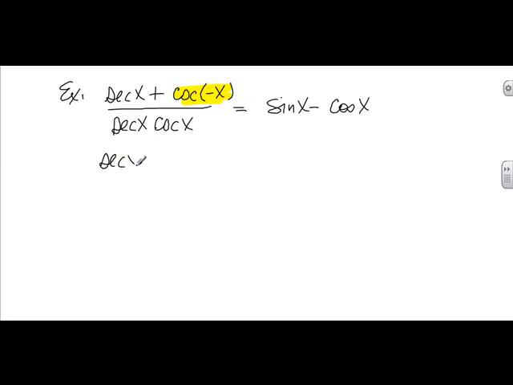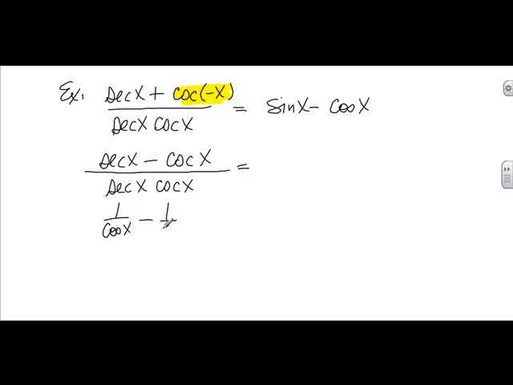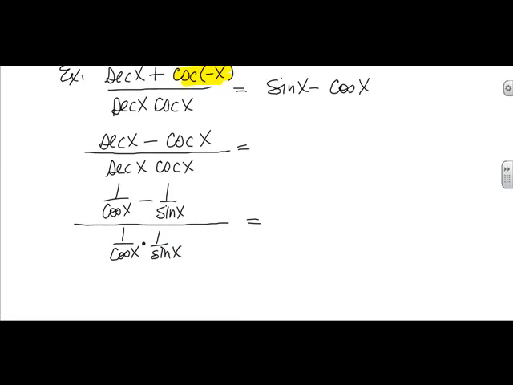And then next, I think I'm going to rewrite these in terms of sines and cosines, because what I'm trying to get has just sine and cosine in it. So secant is 1 over cosine. Cosecant is 1 over sine. And that's divided by the product of 1 over cosine times 1 over sine. And actually, I think I will put that together as one fraction in the denominator, 1 over the product, cosine times sine.